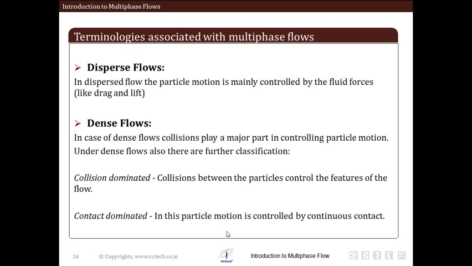Next, the other type we observe is dense flows. In dense flows, collision plays a major part in controlling particle motion. And as the name suggests, dense flows will particularly involve high phase loading of the dispersed phase. Under dense flows, there are also two particular types, that is collision dominated and contact dominated. Under collision dominated, collisions between the particles control the features of the flow, whereas in contact dominated, particle motion is controlled by continuous contact.